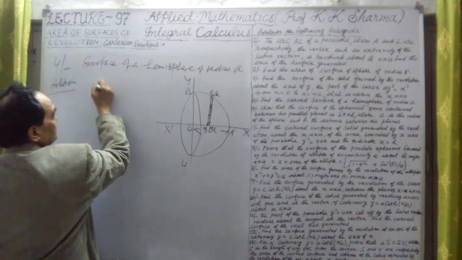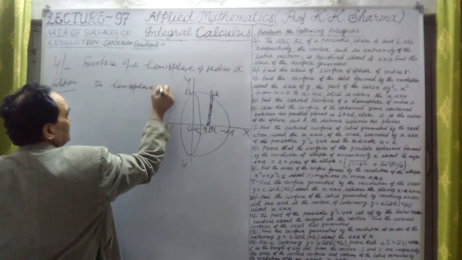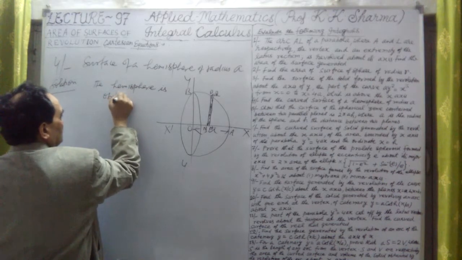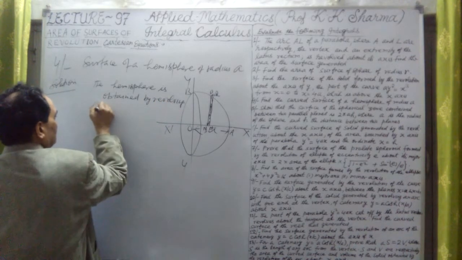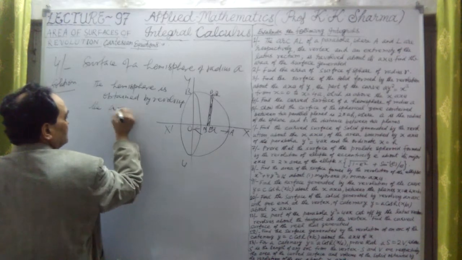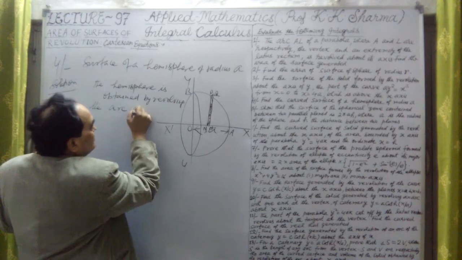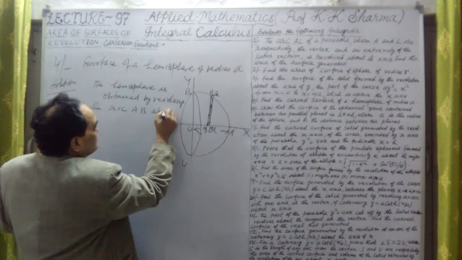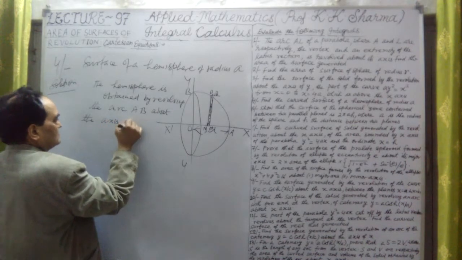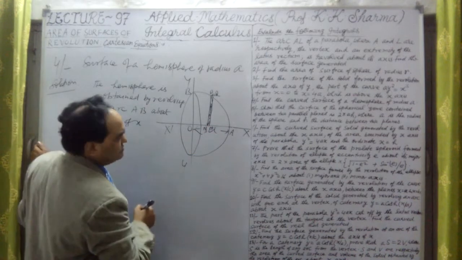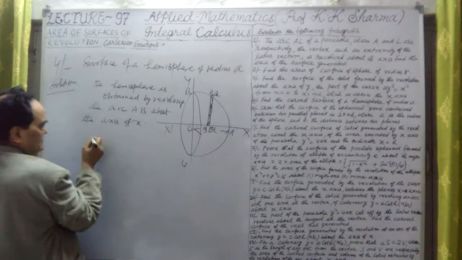The solution, let me write. So the hemisphere is obtained by revolving this quadrant arc AB about the x-axis, or the axis of x, or about this diameter or radius of this. Because this hemisphere, this arc is revolved about the x-axis in this case. So this is the area we have to find out.